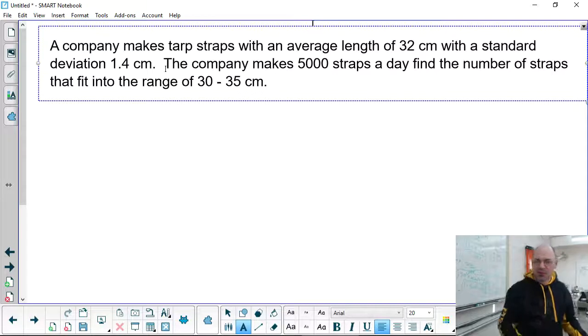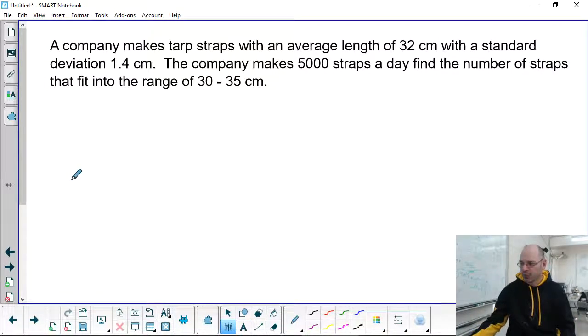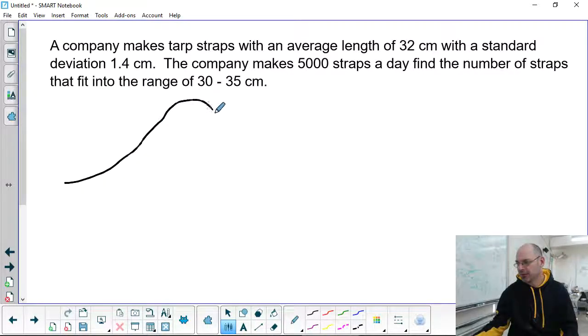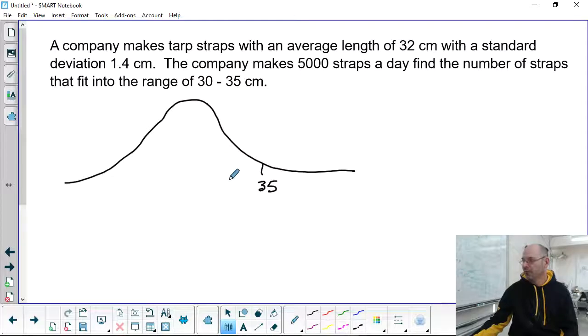So the first thing we've got to do is figure out what we're doing. We're going to have two limits, a left limit and a right limit on our tarp straps. Of course, we're assuming a normal distribution. Over here, we're going to have the 35 centimeter ones, and over here we're going to have the 30 centimeter ones. They're going to be below the mean, which is 32.